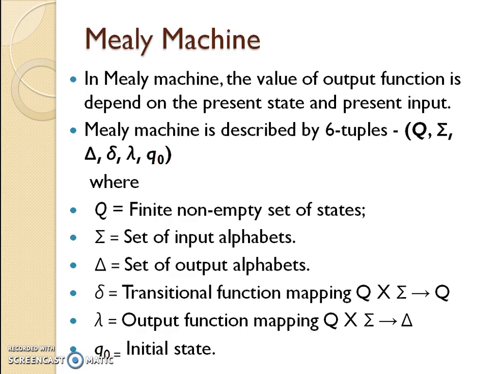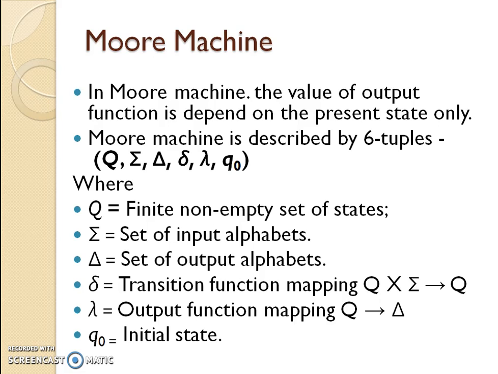6 tuples: Q, a finite non-empty set of states; sigma, the set of input alphabets; delta, the set of output alphabets; delta, the transition function; lambda, the output function; and Q0, the initial state. In a Moore machine, the value of the output function depends on the present state only, which is described by the same 6 tuples as the Mealy machine. The only difference is in the output function mapping.